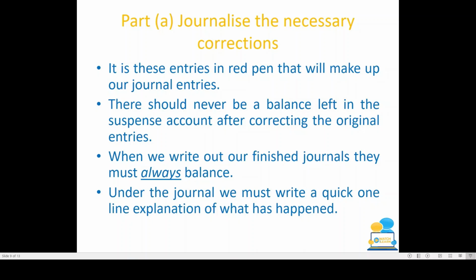When we write out our finished journals, they must always balance. So when you've written your journals, the debit and credit should always be the same. And under the journal, we must write a quick one-line explanation of what has happened. So something like, debtors incorrectly entered on the debit side of the sales account, or something like that.